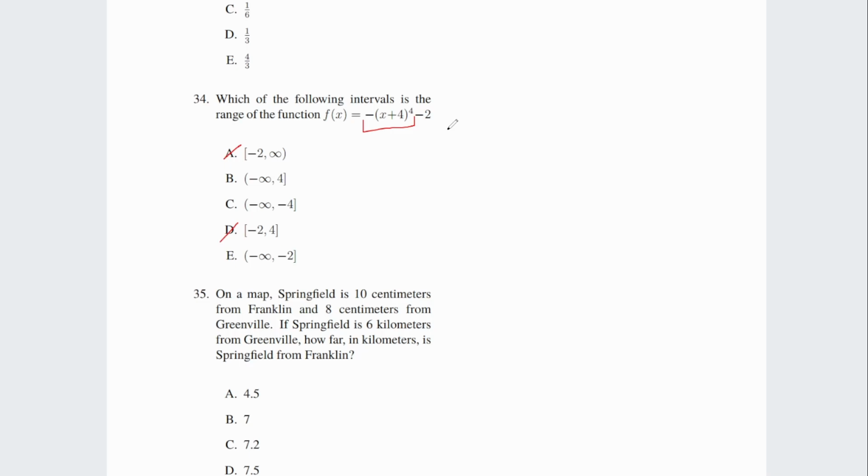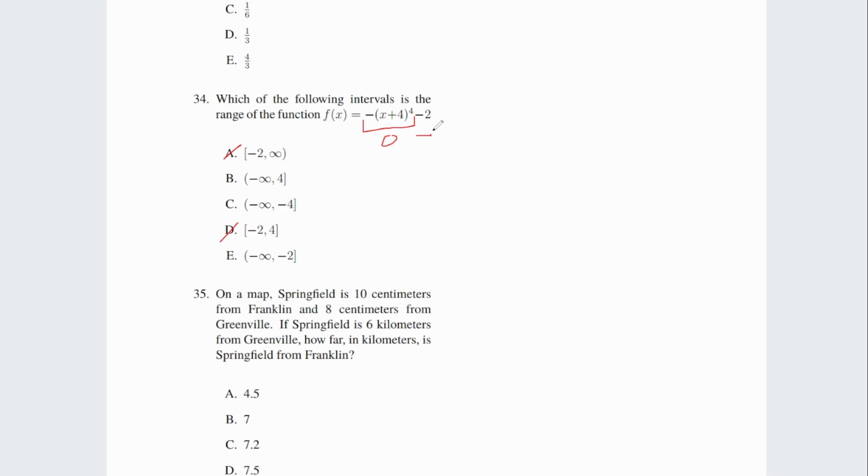The upper limit of this function, the other end of the interval, is also going to be limited by this term. How high does this term go? Well, if it's always going to be negative, the highest this can be is 0. And the reason why the highest this can be is 0 is that x to the 4th is always going to be positive or 0. x plus 4 to the fourth is always going to be positive or 0. And if we make it negative, then it's always going to be negative or 0. So the highest this can be is 0.